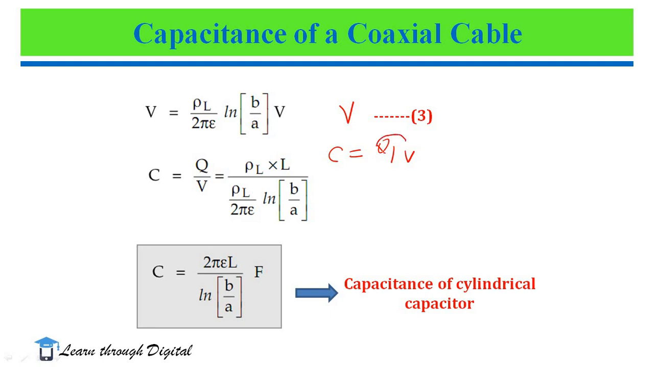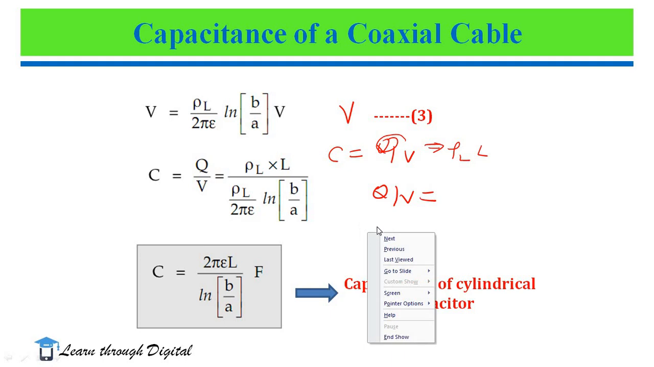Already we know the charge, which we consider as rho L, and V is the potential difference. We substitute the expression for V. Now we take the ratio of Q by V, which is rho L by rho L by 2 pi epsilon ln B by A. Rearranging this equation, we get C is equal to 2 pi epsilon L by ln B by A farads, where epsilon is the dielectric permittivity of the medium.